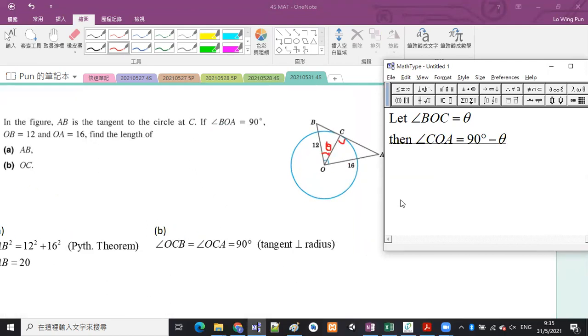This one is 90 degrees minus theta, but in triangle BOC, I have proved that this is 90 degrees, this is theta. So the third angle is also 90 degrees minus theta. So angle OBC is equal to 180 degrees minus 90 degrees minus theta, which is also equal to 90 degrees minus theta.